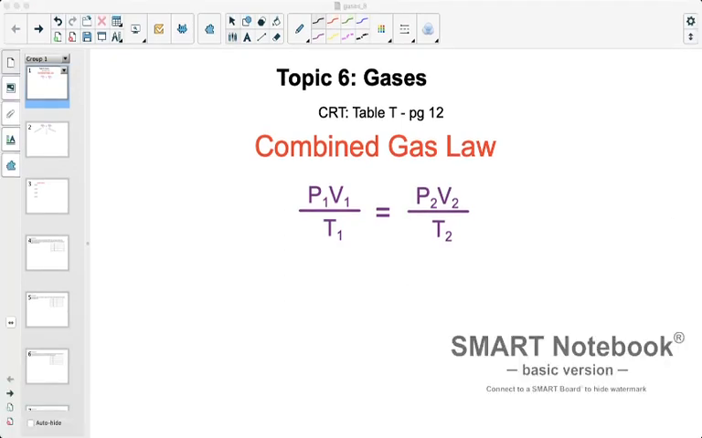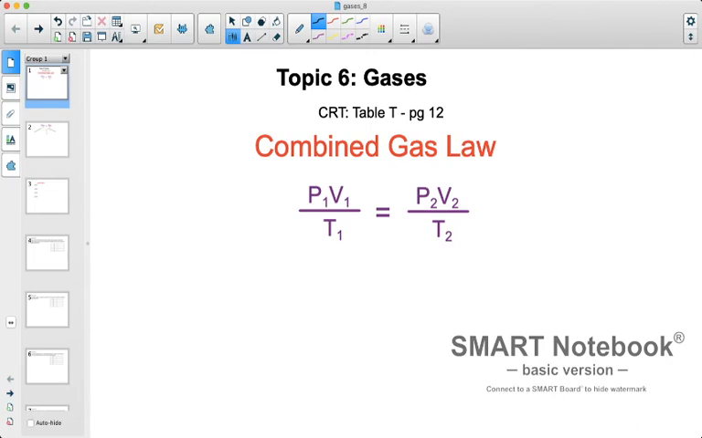Welcome everyone. In today's lesson, you're going to need your reference table and also a calculator. The first thing we're going to do is go to page 12 of your chemistry reference tables and look at table T. On table T, there is a new mathematical equation that we're going to be looking at and also using today, which happens to be known as the combined gas law.